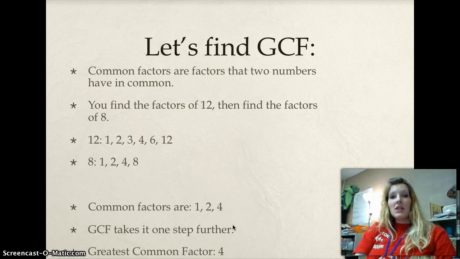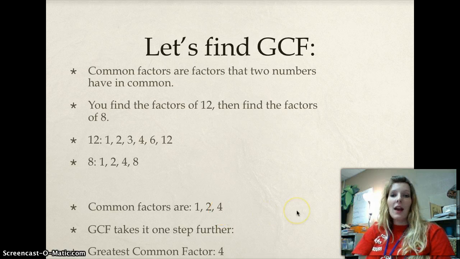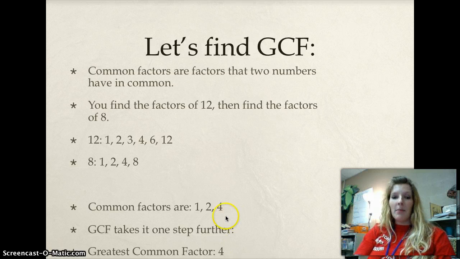To find the GCF, we take it just one step further. So this is all the work we had from the previous page. And then we just look. Between 1, 2, and 4, which number of those is the greatest? And hopefully your answer comes right off the top of your head, and you know that 4 is the biggest number, so 4 is the GCF, the greatest common factor.